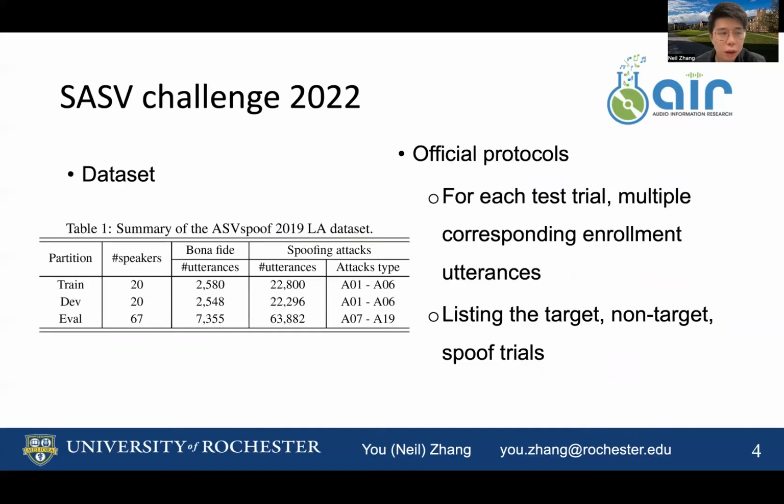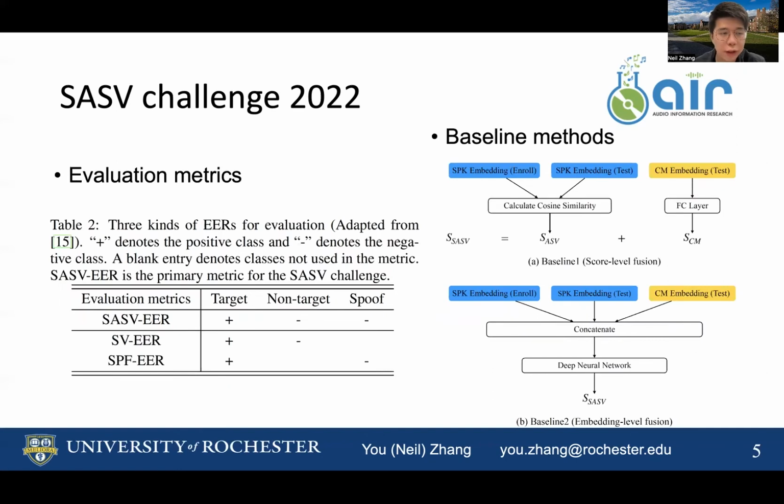This year, the SASV challenge was held. Previously, due to the lack of standard metrics and datasets, it was hard to benchmark state-of-the-art spoofing-aware speaker verification systems. The challenge used the ASVspoof 2019 LA dataset, which includes different speakers and different kinds of spoofing attacks. But all of these attacks are text-to-speech and voice conversion algorithms. For each test trial, they provide multiple corresponding enrollment utterances, and they also list the target, non-target, and spoof trials. They also standardize the evaluation metrics for this task.